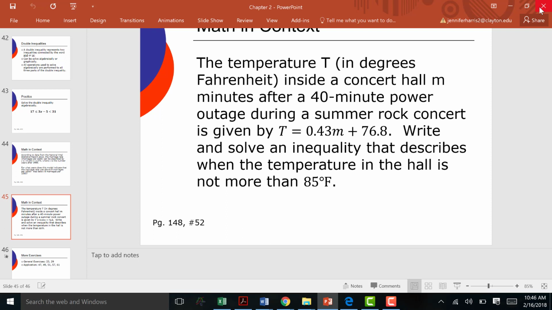Alrighty, so I'm going to write that inequality over here. 0.43 M plus 76.8. I need to know when that's less than or equal to 85 degrees. I'm trying to figure out when the temperature is going to get to 85. The temperature's going up. I want to know when the temperature in the concert hall is going to get to 85 degrees, since the AC ain't working right. All right, what should I do first? Subtract 76.8 from both sides.